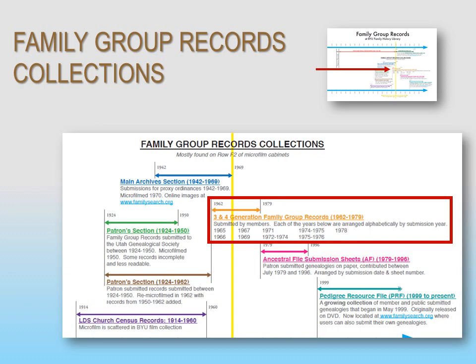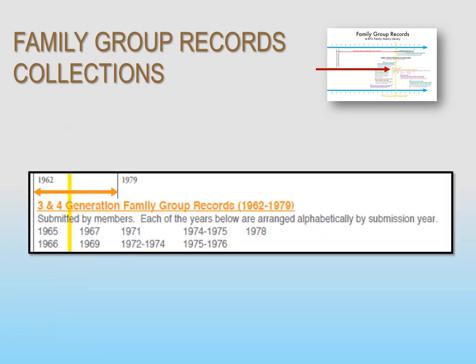The next records are the 3 and 4 generation family group records, 1962 to 1979. This collection resulted from the 3 and 4 generation programs of the church. In 1965, church members were asked to submit a family group record for 3 generations of their family. In 1966, the church extended the request to 4 generations and a pedigree chart. There were so many duplicated record sheets that the church requested that family organizations be created to share and submit one set of sheets. Each year of microfilm is arranged alphabetically by surname.